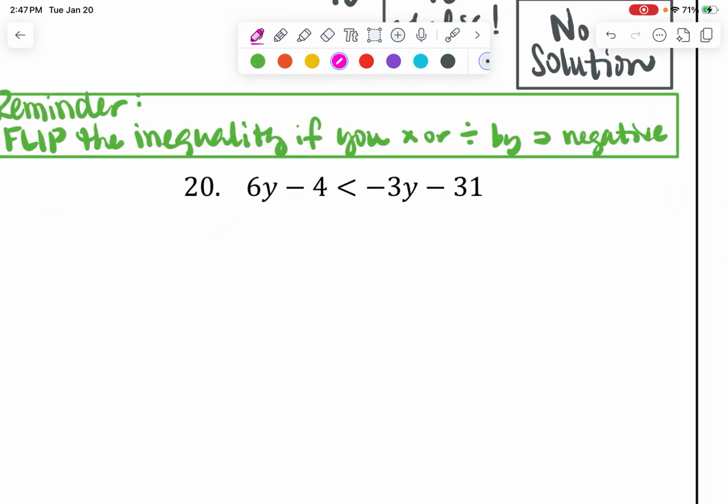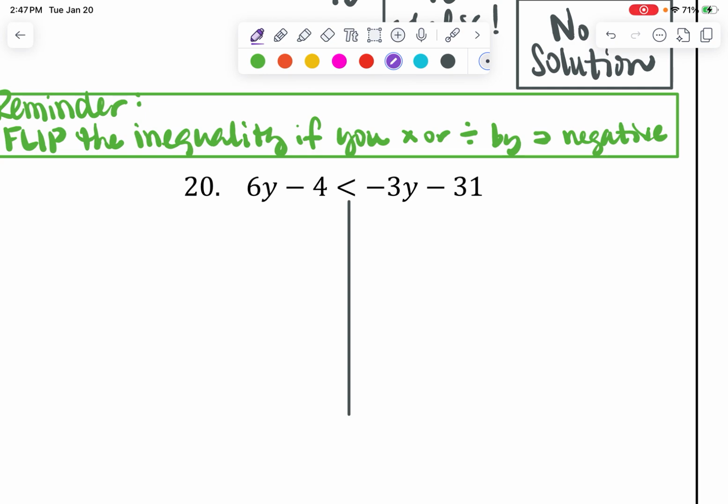All right, so on this one, I don't have parentheses, so I do not need to distribute. I do not have any like terms on the left or any like terms on the right, so I'm automatically going to step 3, which means I need to get all my variables to one side. Now, I don't care what side you move your y's to, but whatever side you move it to, it needs to stay on that side.